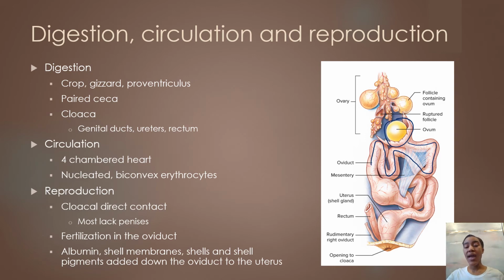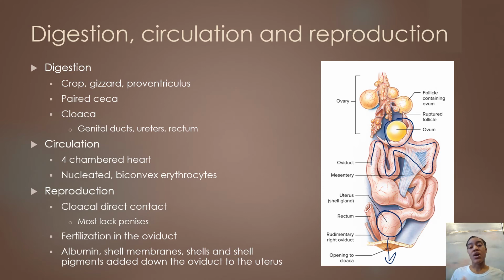As the now fertilized egg continues to travel down the oviduct, a couple of other components will be added due to secretions from various glands in the oviduct. So the albumen will be added, as well as the shell membrane, the shell itself, and shell pigments. And then eventually the egg will meet up at the uterus, and from the uterus it will be expelled out of the body via the cloaca, and we all know what eggs look like.